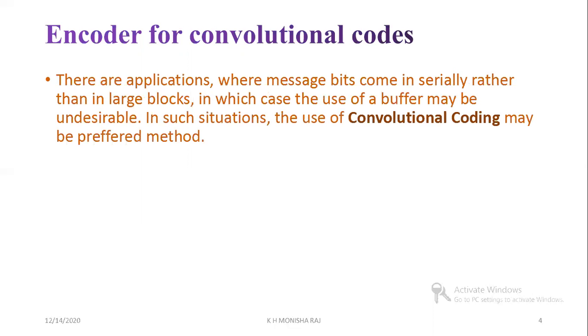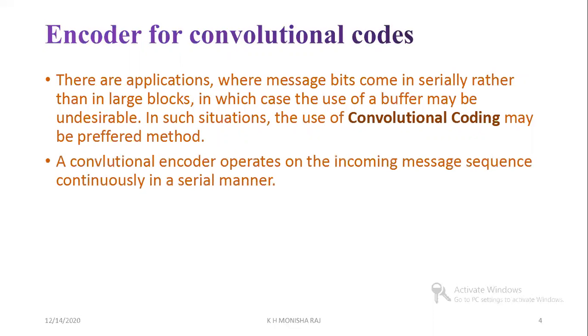But there are applications where the message bits come in serially rather than in large blocks, in which case the use of a buffer may be undesirable. In such situations, the use of convolutional coding may be the preferred method. A convolutional encoder operates on the incoming message sequence continuously in a serial manner.